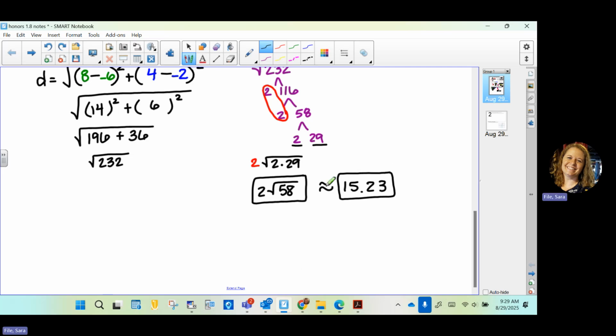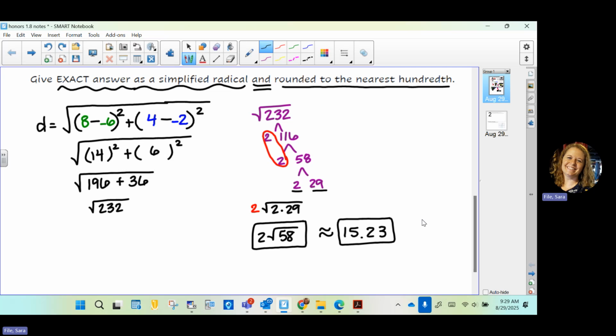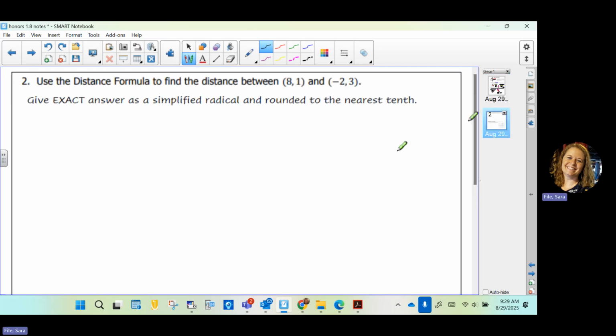That little squiggly equal, the way I drew it squiggly, that means approximately. It's not exactly, that tells me that this is rounded. It's approximately this. Are we good? Okay, flip it over. Okay, y'all try this one.